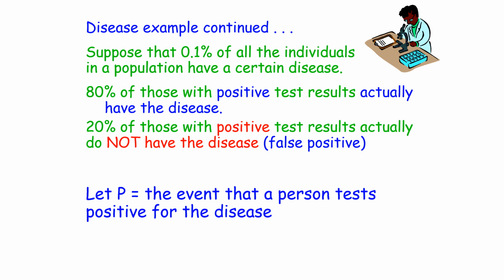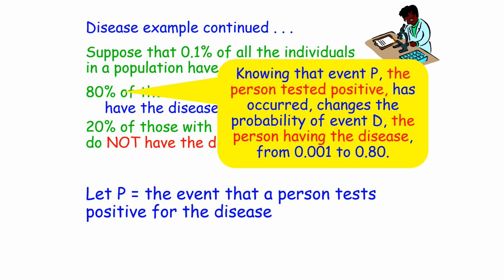So we're going to let P equal the event that a person tests positive for the disease. Knowing that event P, the person tested positive, has occurred, changes the probability of event D, the person having the disease, from 0.001 to 0.80.